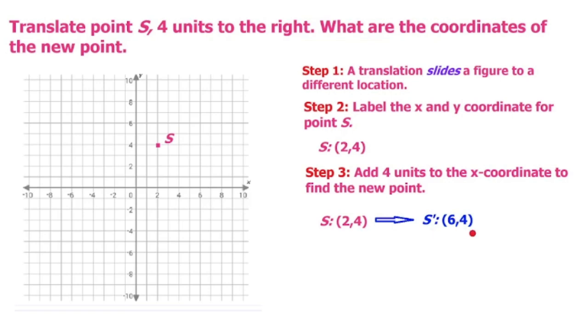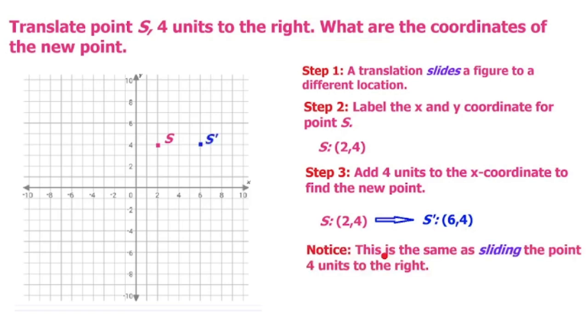And here it is. Notice this is the same as sliding the point 4 units to the right. So we just slid the point 4 units to the right and we found the new coordinates that are 6, 4.